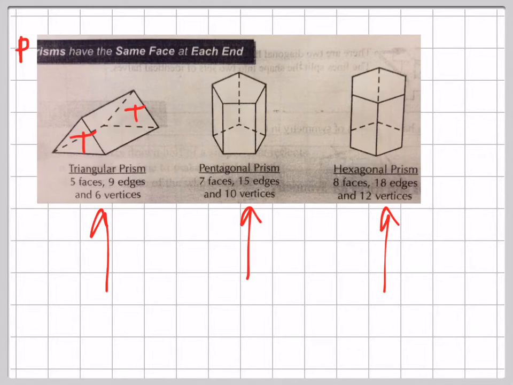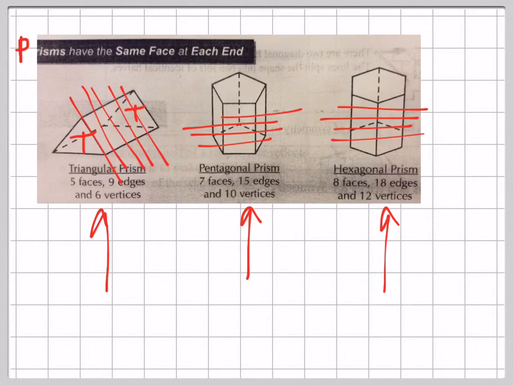I like to think of prisms as being almost like a Swiss roll where you can cut them into slices, and each of the slices would be the same size and the same shape on the end. So you can do the same with a pentagonal prism where you could cut it into slices this way, and the same with a hexagonal prism. That face would be on every slice.